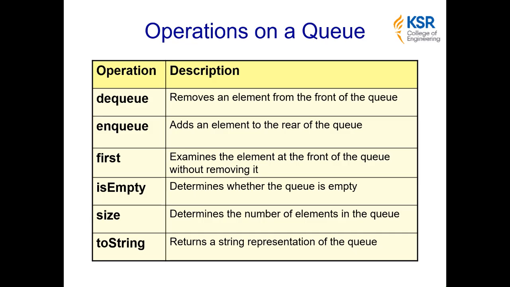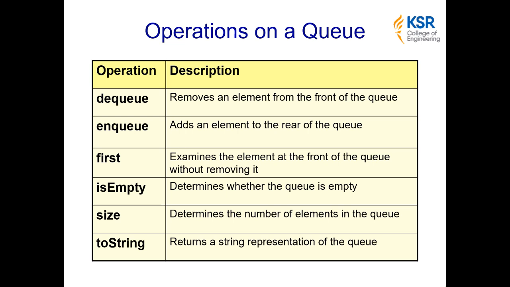So what are the operations we are going to perform on the queue? First is dequeue, that is, you remove an element from the front end of the queue. The next operation is enqueue. What is enqueue? You add an element to the rear end of the queue, that is, the last of the queue.